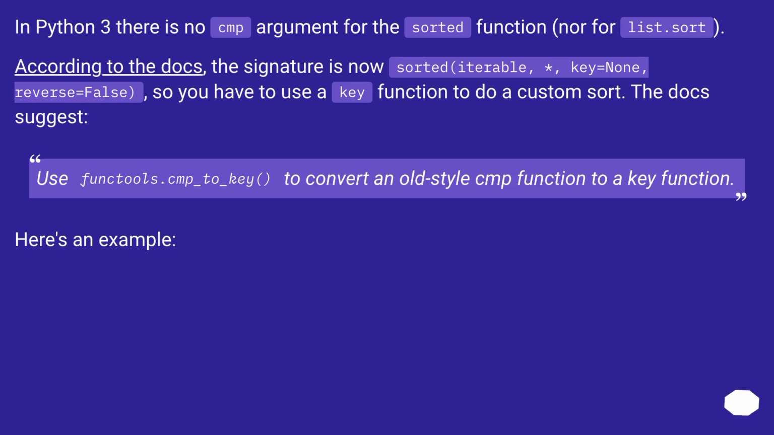In Python 3 there is no cmp argument for the sorted function, nor for list.sort. According to the docs, the signature is now sorted(iterable, key=None, reverse=False), so you have to use a key function to do a custom sort. The docs suggest using functools.cmp_to_key to convert an old-style cmp function to a key function. Here's an example.